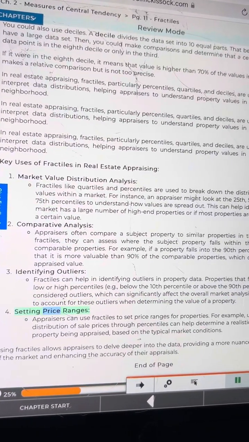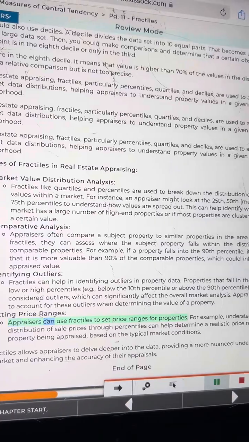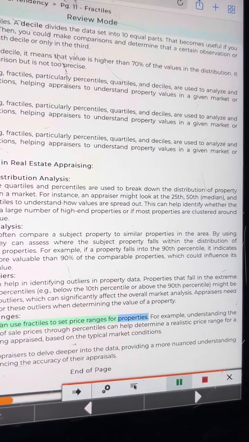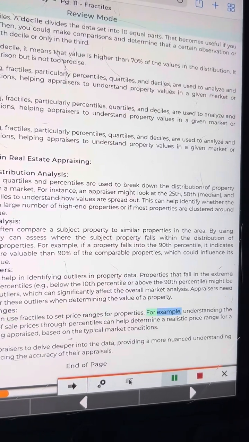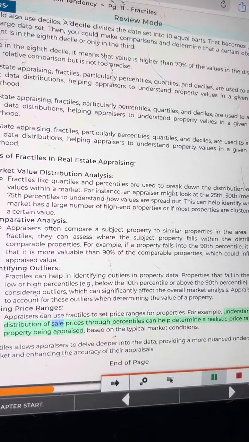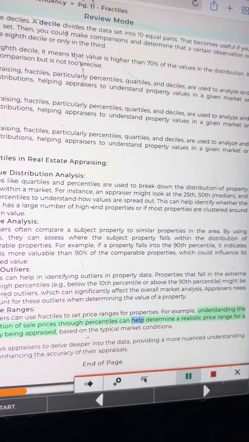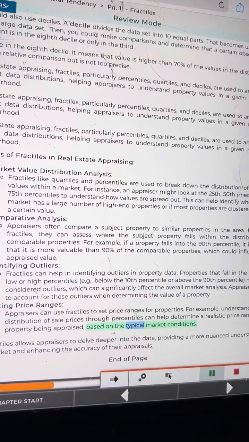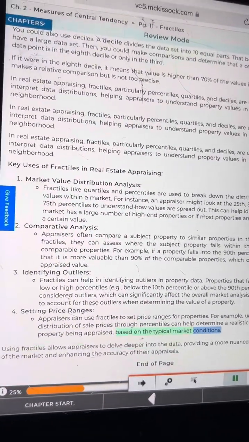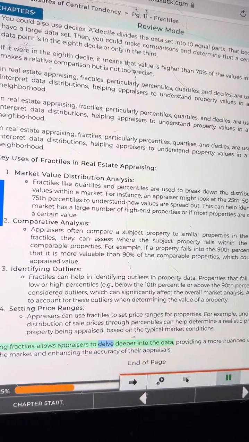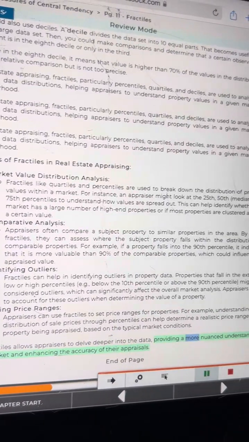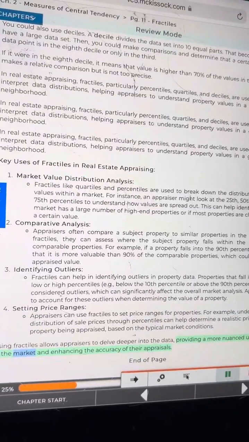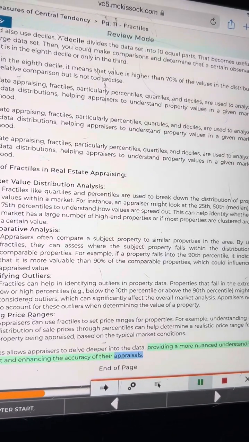4. Setting price ranges. Appraisers can use fractiles to set price ranges for properties. For example, understanding the distribution of sale prices through percentiles can help determine a realistic price range for a property being appraised, based on the typical market conditions. Using fractiles allows appraisers to delve deeper into the data, providing a more nuanced understanding of the market and enhancing the accuracy of their appraisals.